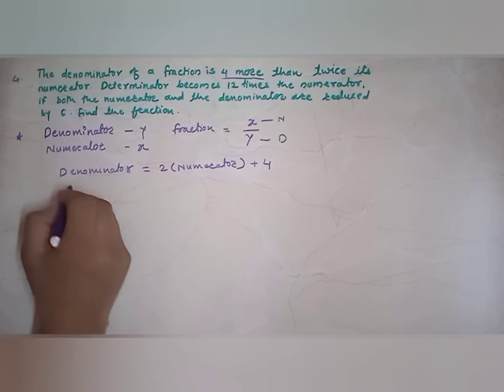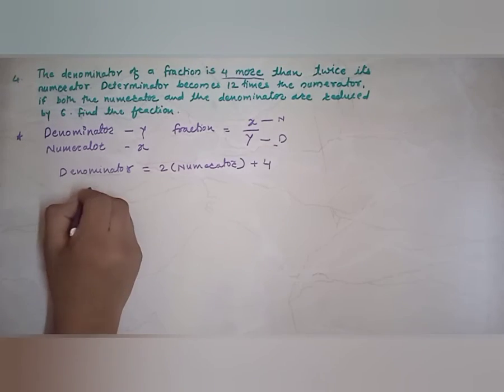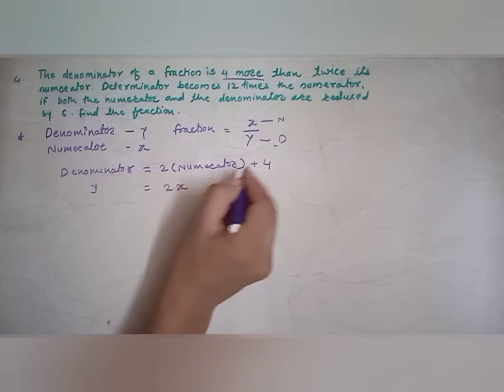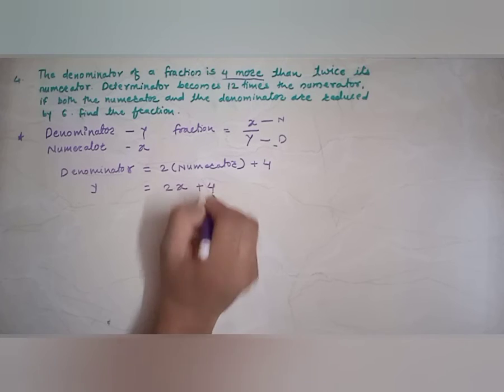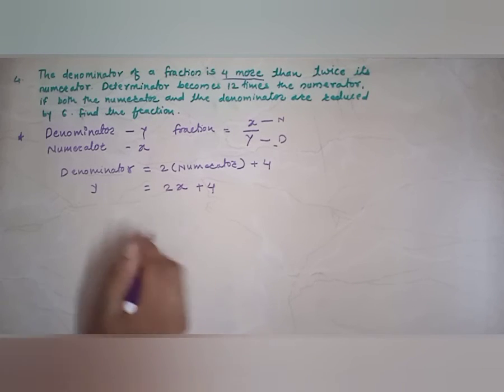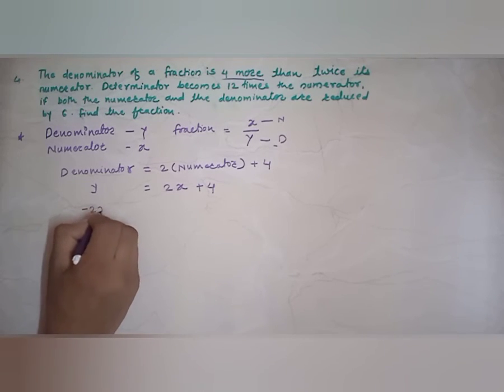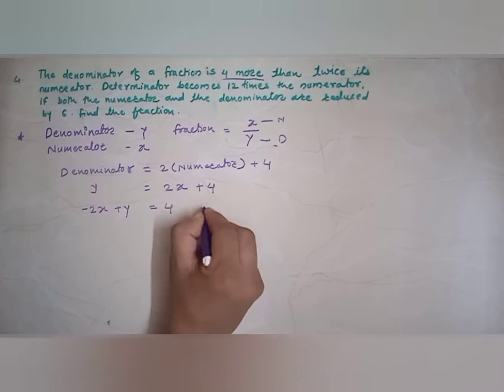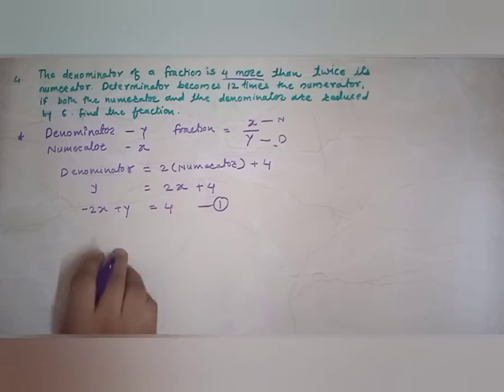So we can write in variable form: the denominator y is equal to 2 into the numerator x, plus 4. Then y is equal to 2x plus 4. This is our equation. Rearrange this equation: minus 2x plus y is equal to 4. This one is the first equation.